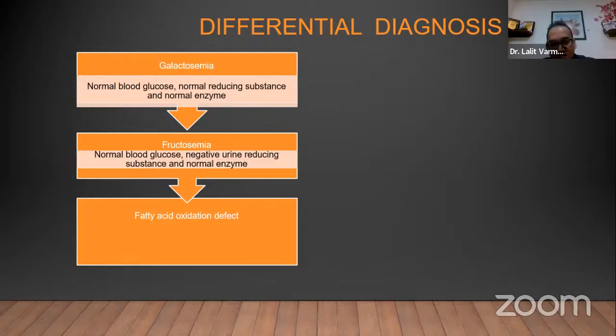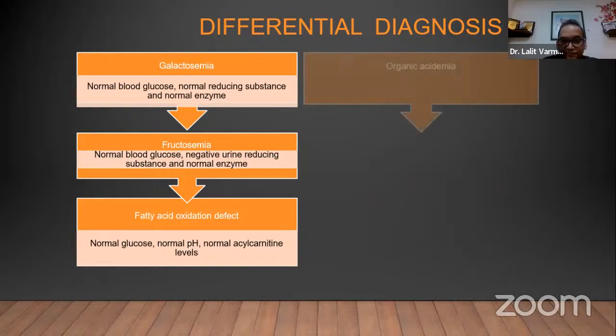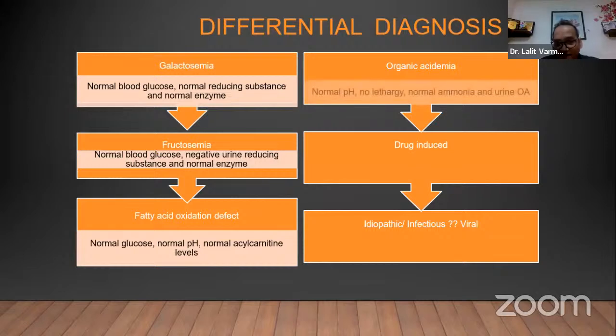So basically, fructosemia is out because we had a child with a normal blood glucose level, number one, negative urine reducing substance, and normal enzyme. Why is our child not having fatty acid oxidation defect? Because we have a normal glucose. Again, why is pH important? Because of fatty acid oxidation defect, there will be acidosis, and we have normal acylcarnitine levels. Organic acids may make the pH acidic, which was not there in our child. There was no lethargy. They present with lethargy, and again we have a child with normal ammonia. So organic acid is also out.